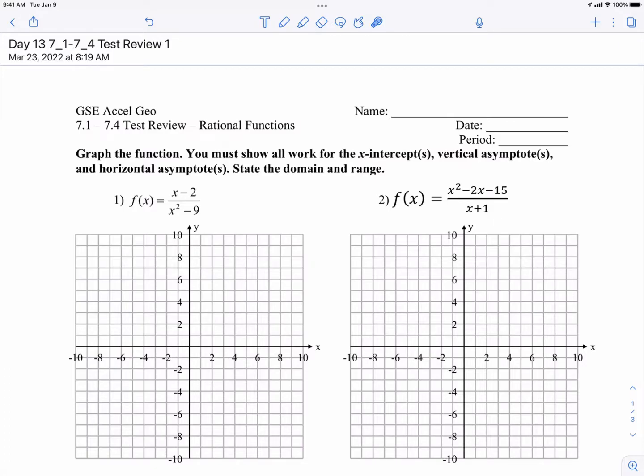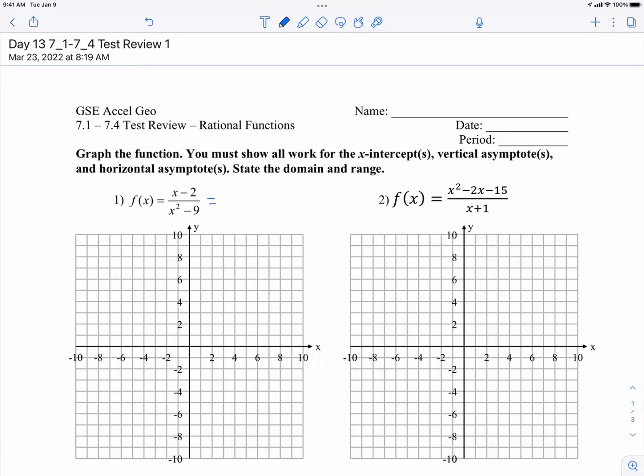We're covering the Unit 7 review for our test. This is review number 1. For the first question, we're going to graph the equation. We're going to find the X-intercepts, the vertical asymptotes, and the horizontal asymptotes. We're also going to state the domain and the range.